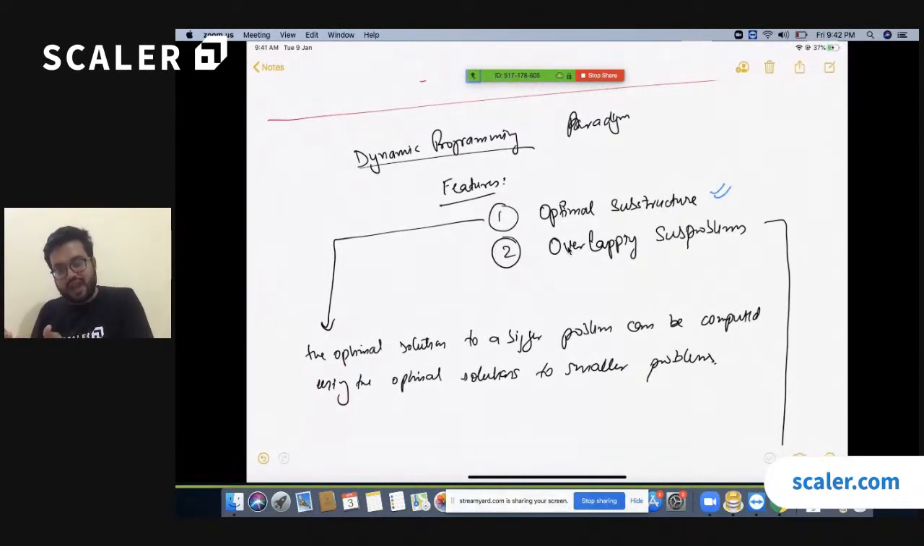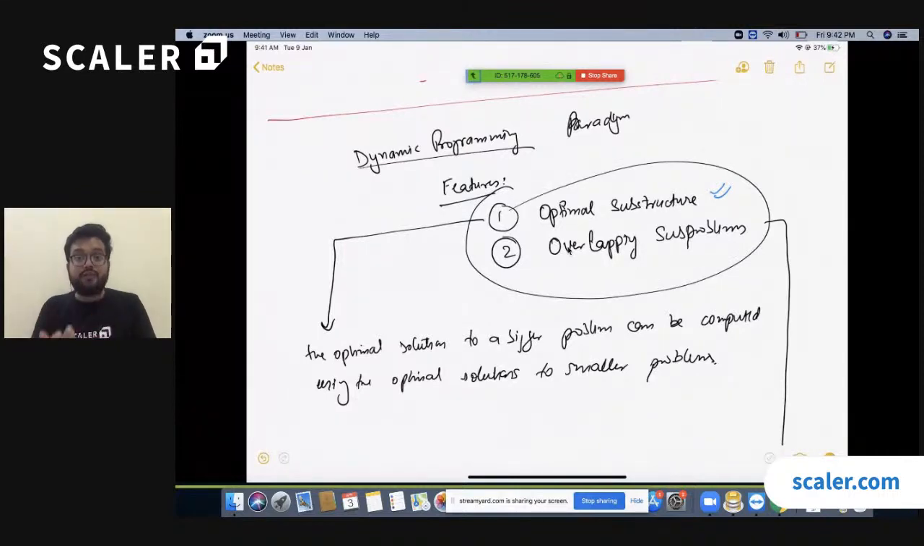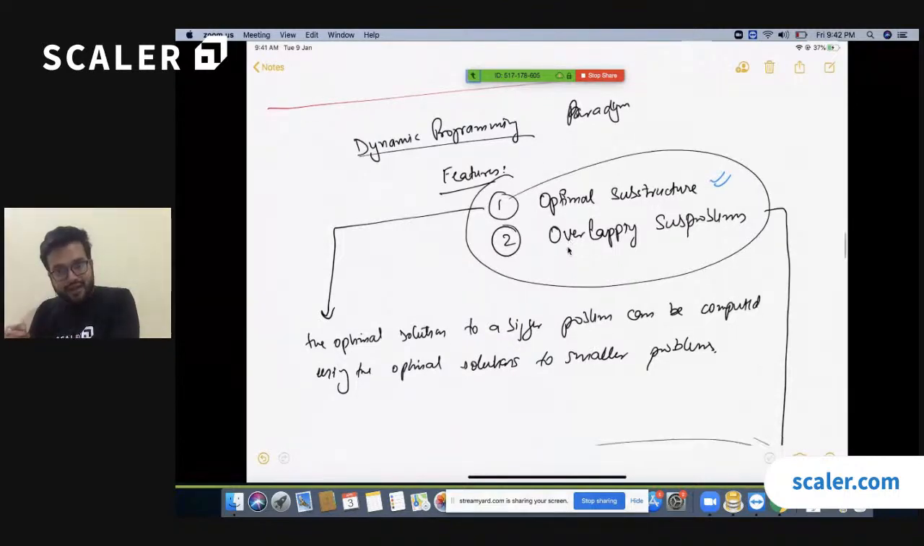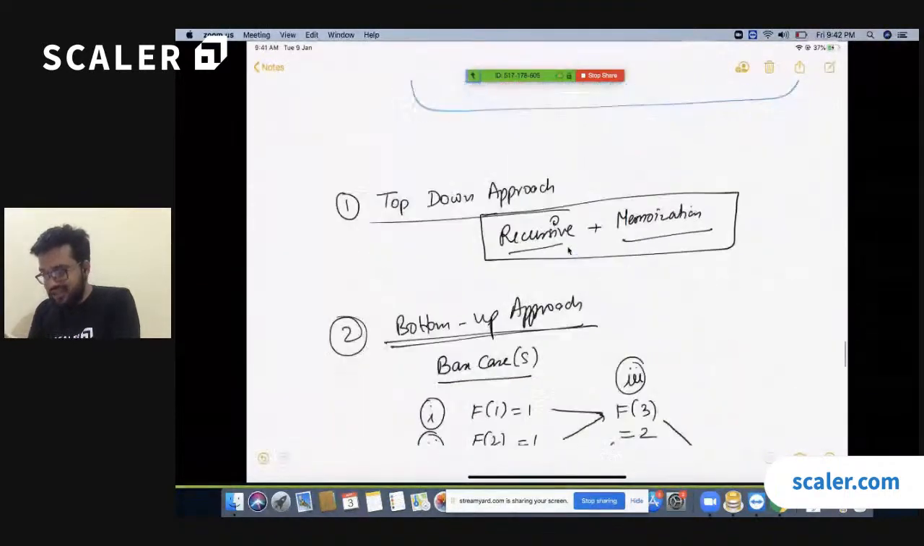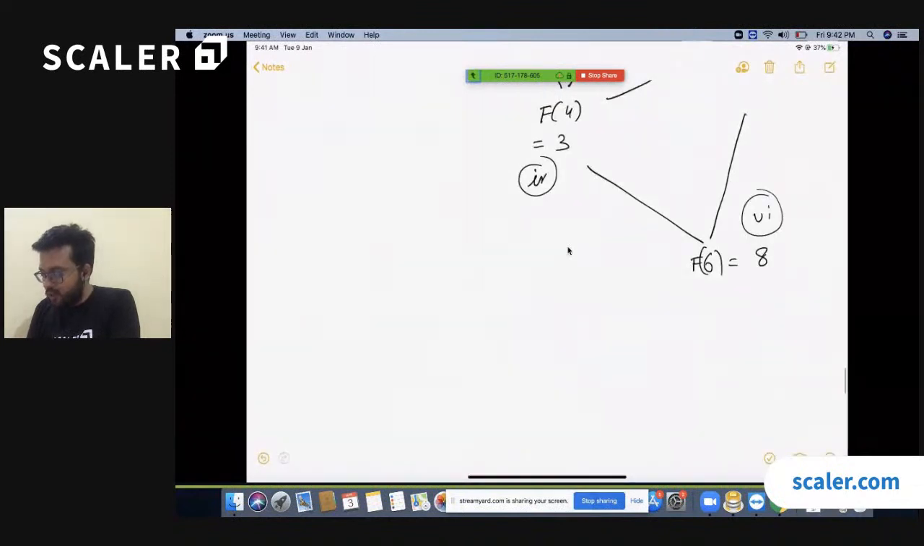The second feature that we have is of overlapping subproblems. That is, when you divide a bigger problem into smaller problems, you see a lot of smaller problems being overlapping, and you can optimize them by having memoization, that is storing the value somewhere, and the next time you see the same problem, just utilizing the value and not computing it again. So these are the two features that any problem should show if you have to solve that problem using dynamic programming.